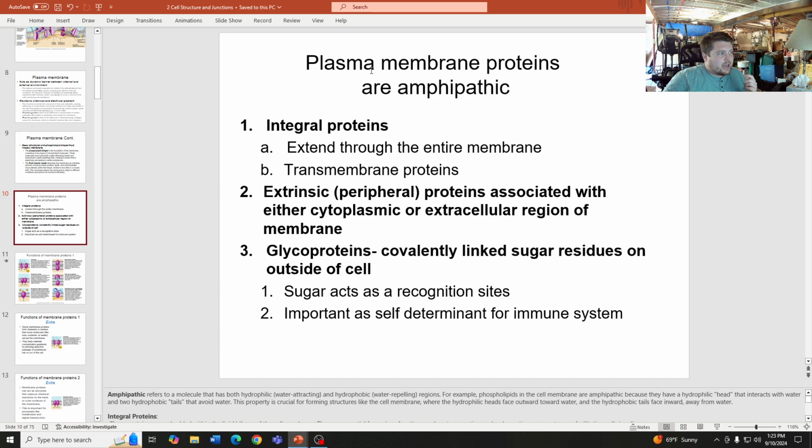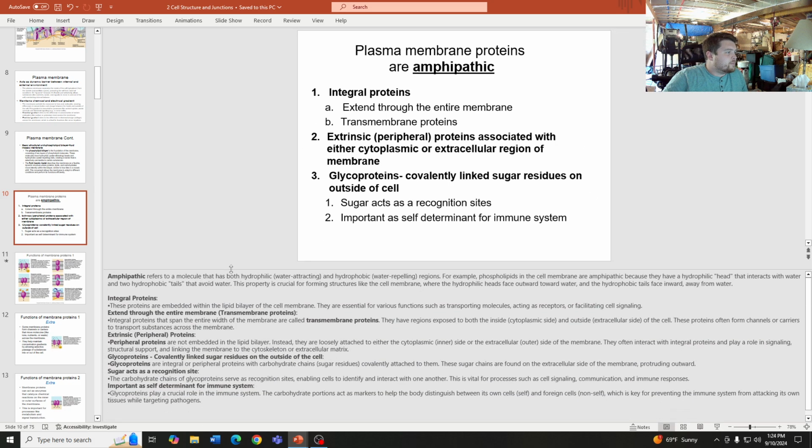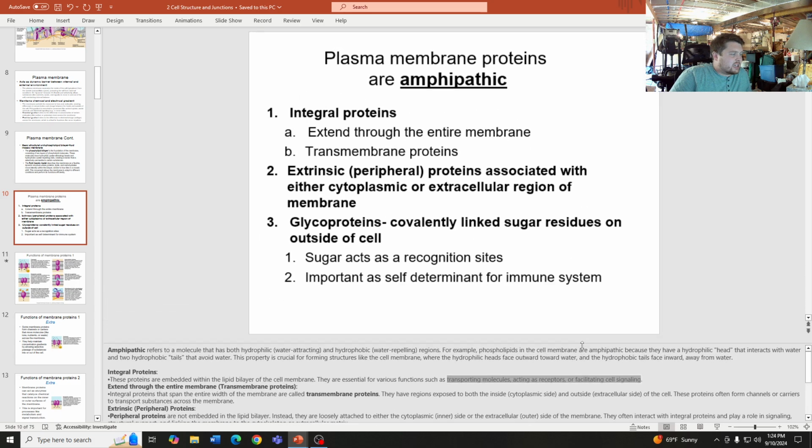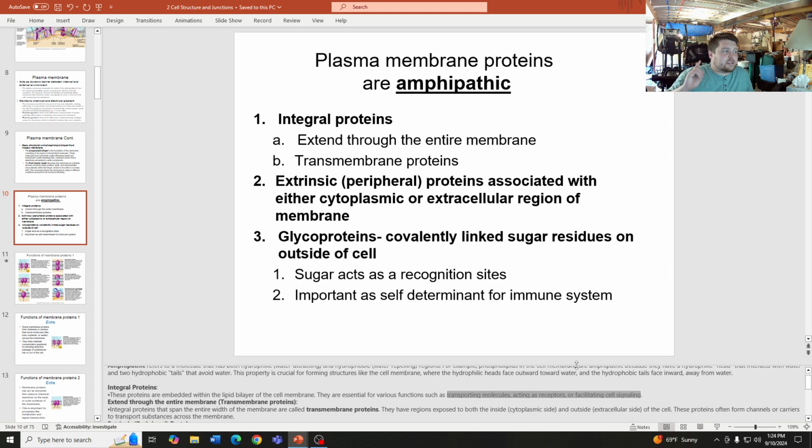Remember, we have this word again, amphipathic. Amphipathic means that it has both of those hydrophilic and hydrophobic properties. I rewrote it down here towards the bottom, as well as going through what the integral proteins are. Those are proteins that are responsible for functions like transporting, receptors, doing cell signaling, that kind of stuff, which we'll see in the next slide.